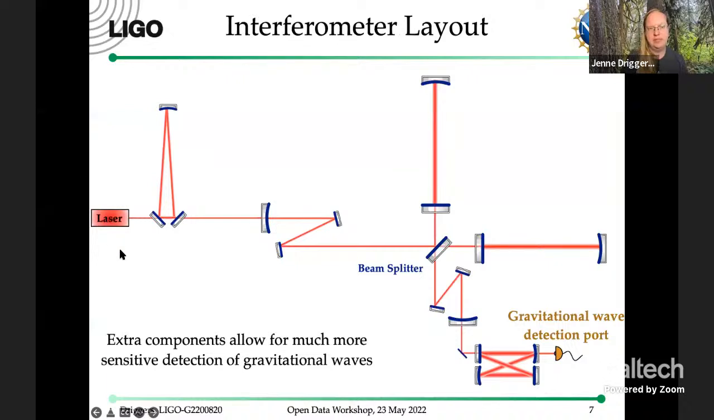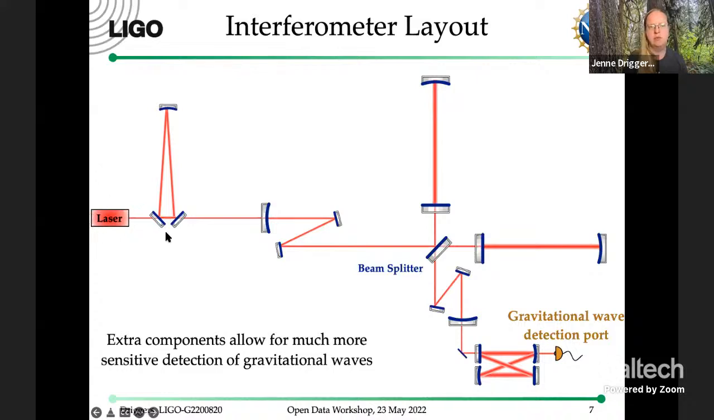So that was a very basic Michelson type interferometer. And that is indeed what our gravitational wave detectors are based upon. However, we have many, many extra components which we use to allow for much more sensitive detection of the gravitational wave signals. So here in this cartoon, I've got my main laser.